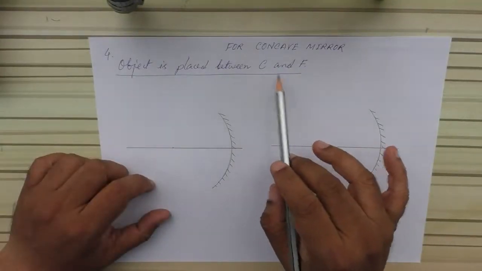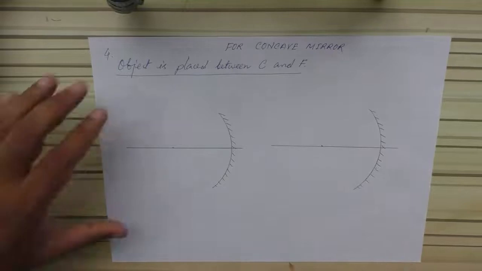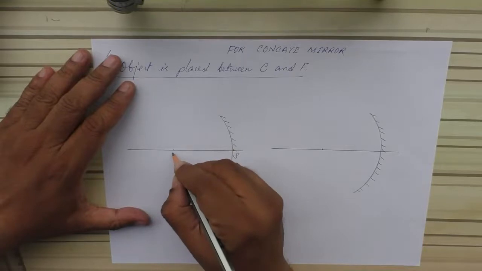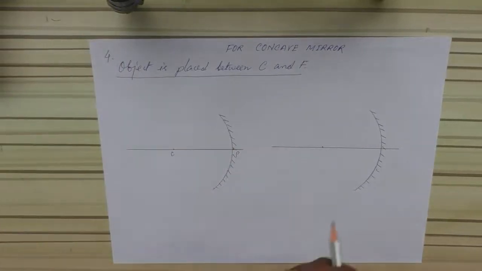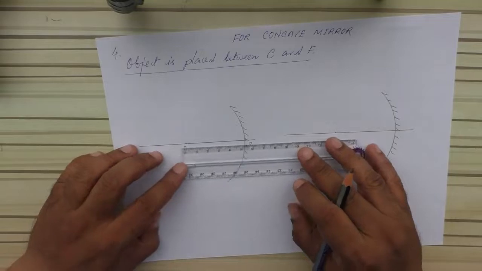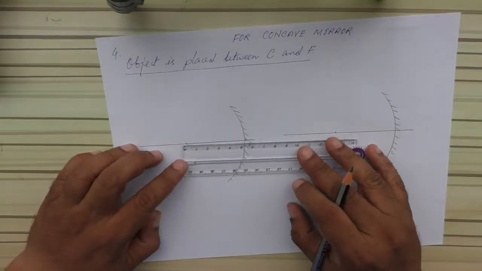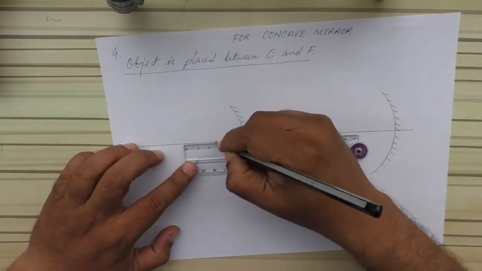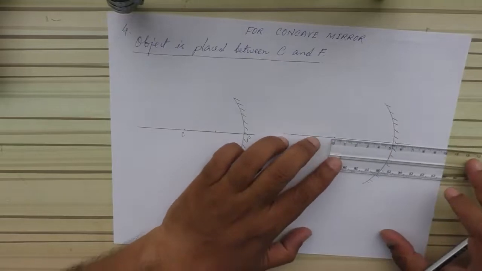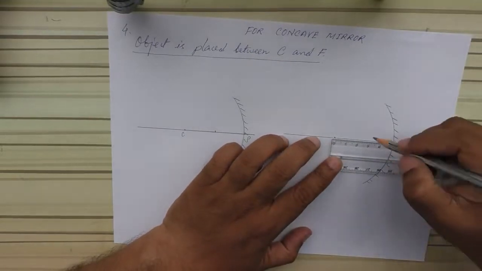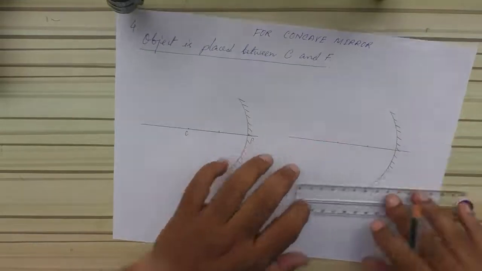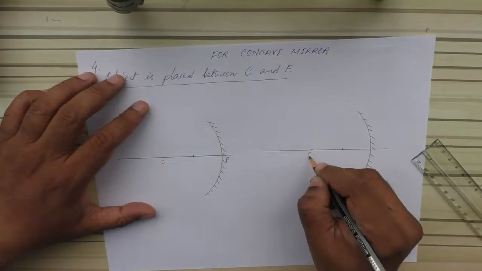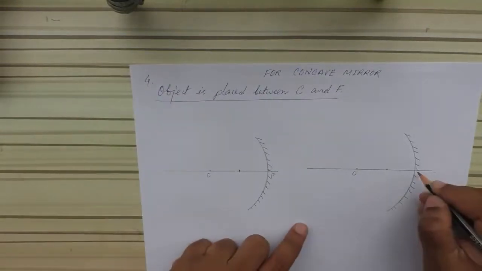Object is placed between C and F. So here we can mark this point. This is pole, this is center of curvature, and I consider this as 5 centimeter around. So 2.5 centimeter is the principal focus. So this point is the focus and this is center of curvature. This is pole.